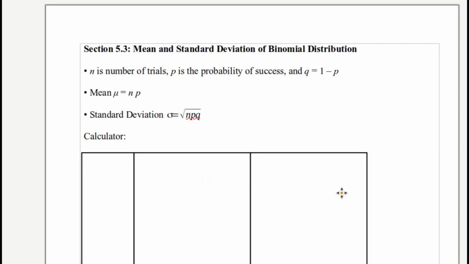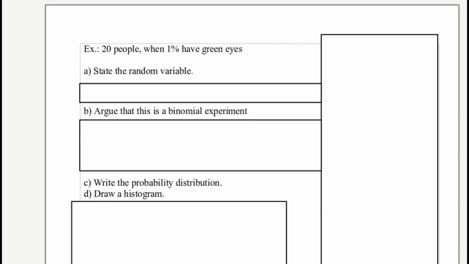The next page tells us how to find the mean and standard deviation relatively quickly. The mean is simply n, the number of trials, times p, the probability of success in any single trial. And the standard deviation is the square root of n times p times q. Let's summarize Chapter 5 with a look at everything that we can learn about the example of green-eyed folks.